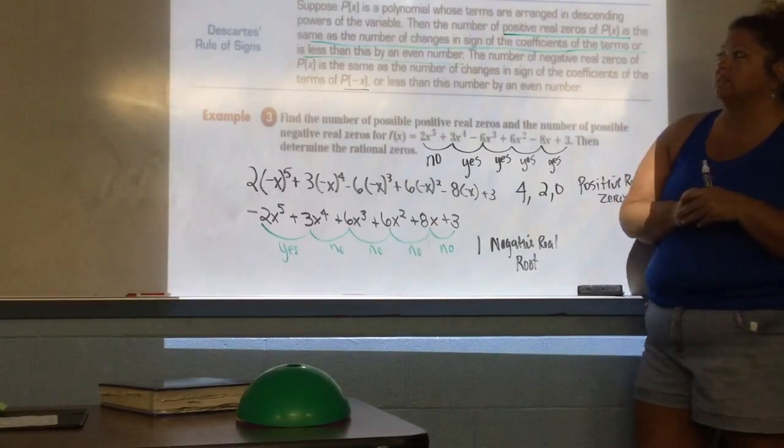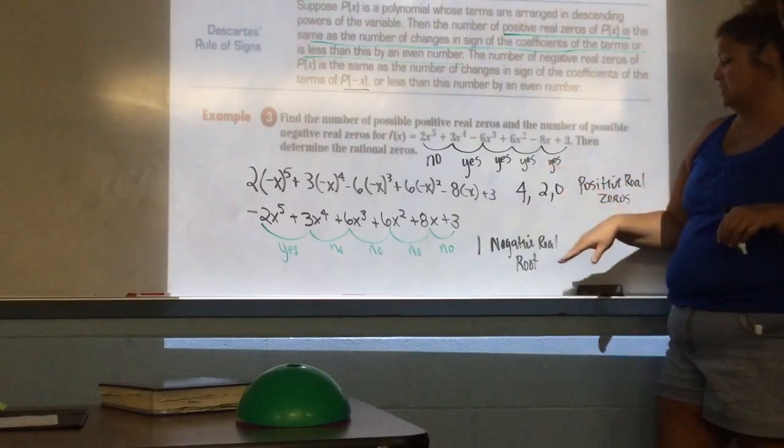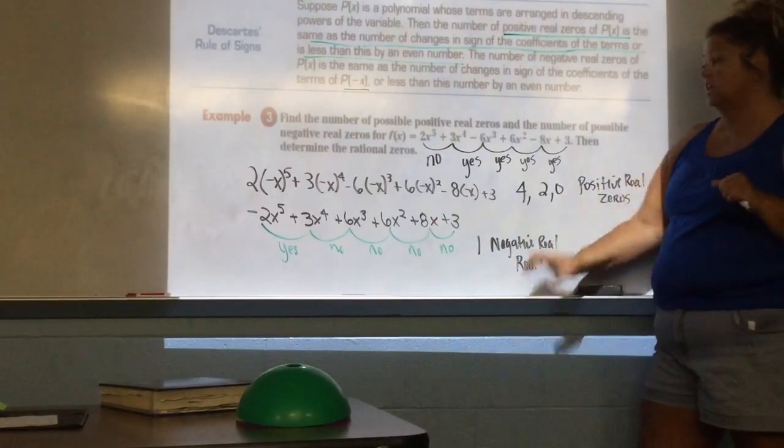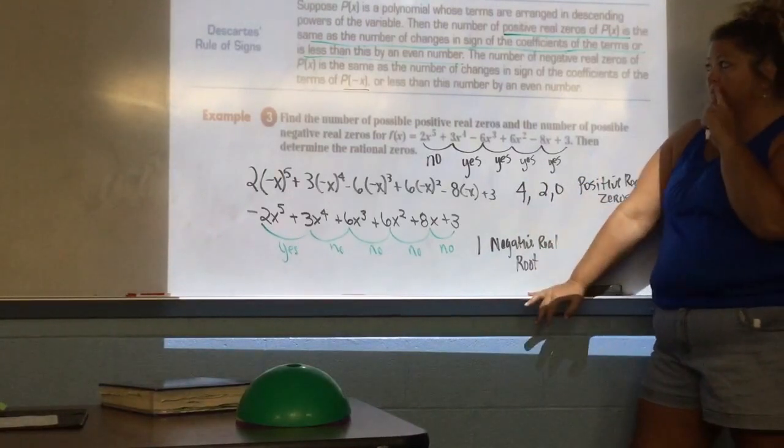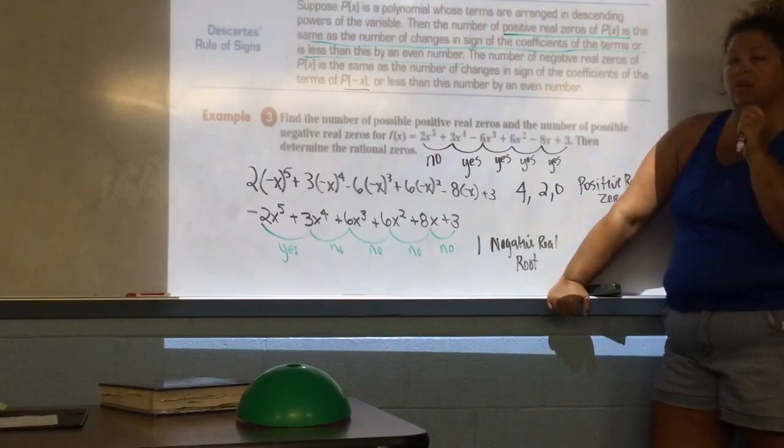So that's Descartes' rule of signs. This is basically just going to tell us our possibilities. If it's an even number, we count down by 2s, okay? So far, so good? Okay, go ahead and hit enter.